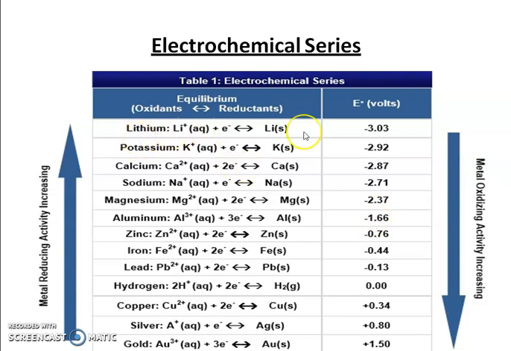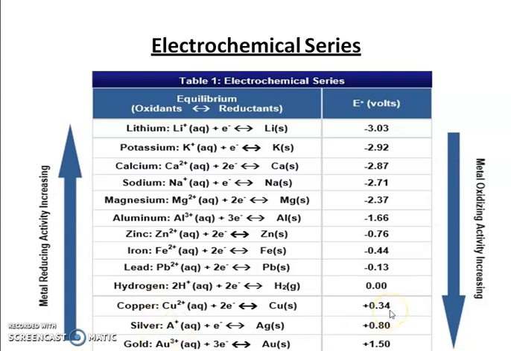On the topmost part of this series, we can see the lithium electrode. So lithium has the highest negative electrode potential value. This means that lithium is a very strong reducing agent. Now let us come to the electrodes which are placed below the SHE.